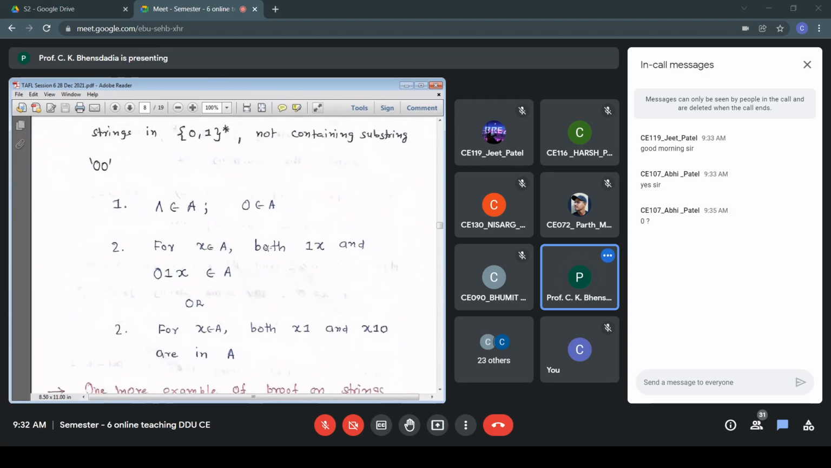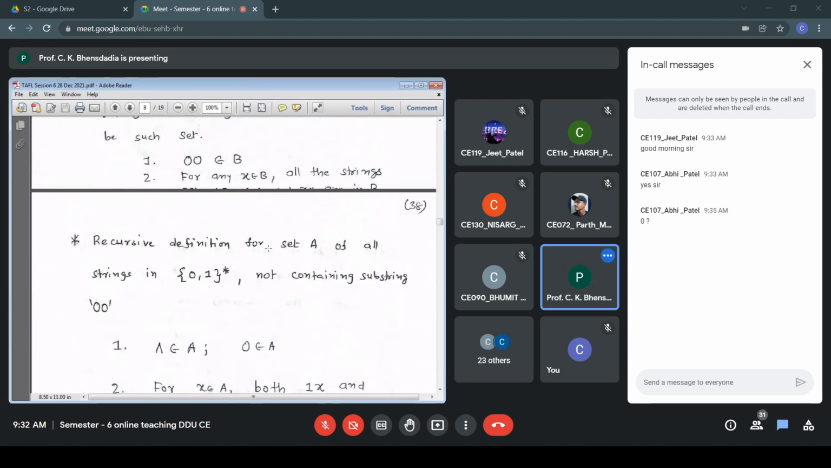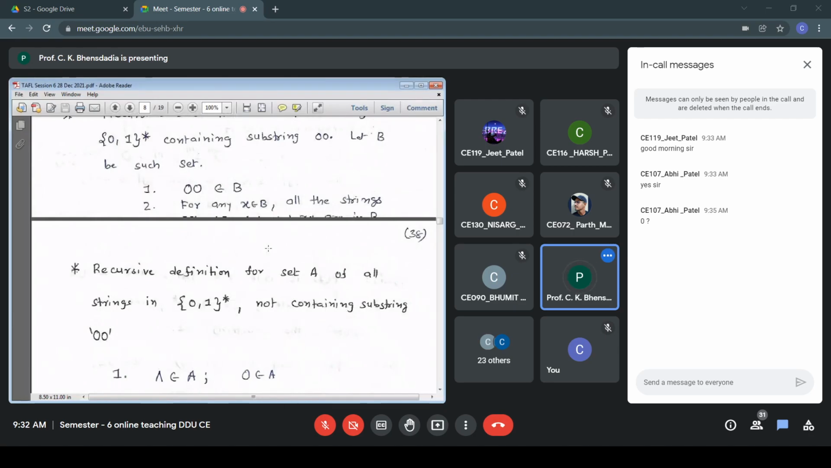Look at the definition. Of course, the shortest string is null, not containing substring 00. So null is the shortest string, of length 0. Of length 1, 0 and 1 both will be there. Prior to that, even null is there because null is an element of sigma star. So null will be the shortest, of length 0. 0 is of length 1, so 0 is there. Even 1 is there.